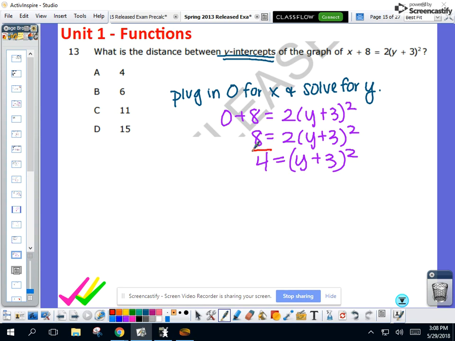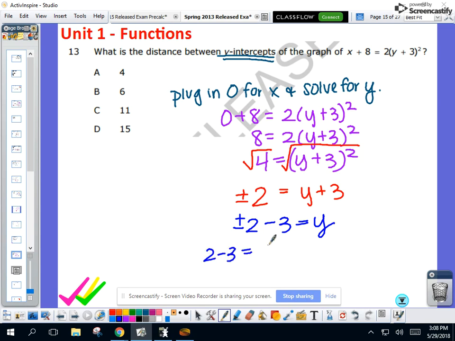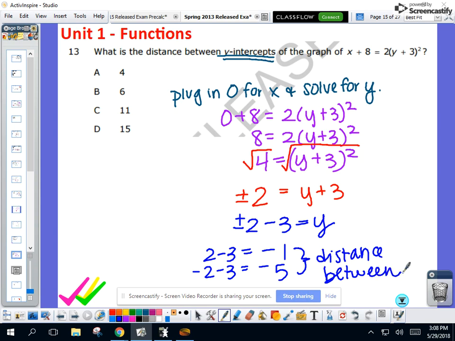The square root of 4 is a nice even number, 2. But since we took the square root of a value, we need to remember plus or minus in front of it. Now we have 2 branches of solutions when we subtract 3 over to the other side. Plus or minus 2, subtracting 3 from that, we have 2 answers. Positive 2 minus 3 is equal to negative 1. Negative 2 minus 3 is equal to negative 5. Now the distance between these two is 4.